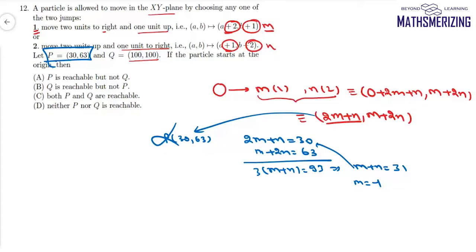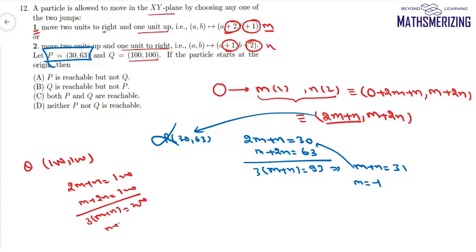Now what about point Q? For this point Q, which is (100, 100), I get 2m plus n equals 100, and m plus 2n is also 100. So we'll add them, and I get 3 times (m plus n) equals 200. So m plus n is 200 by 3, which is not an integer. That means it cannot reach Q also. So the answer should be neither P is reachable nor Q is reachable. So that's your option number B.